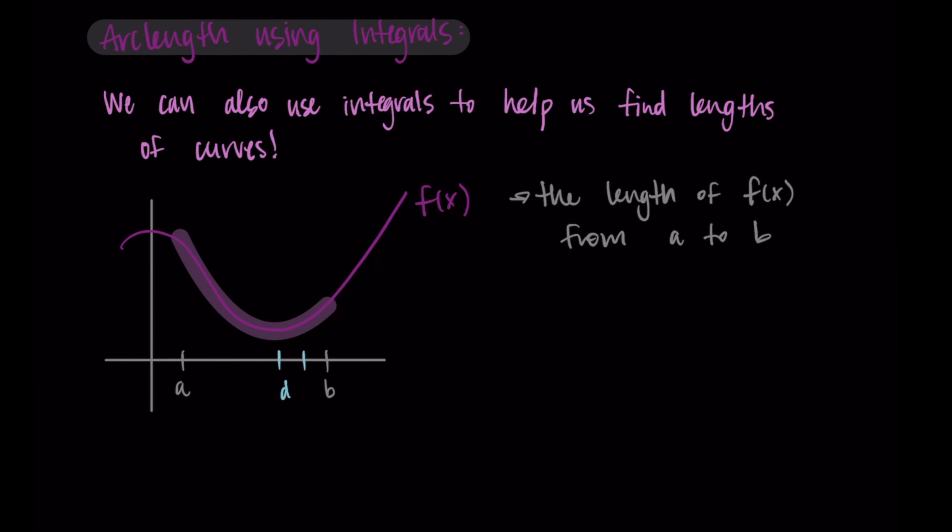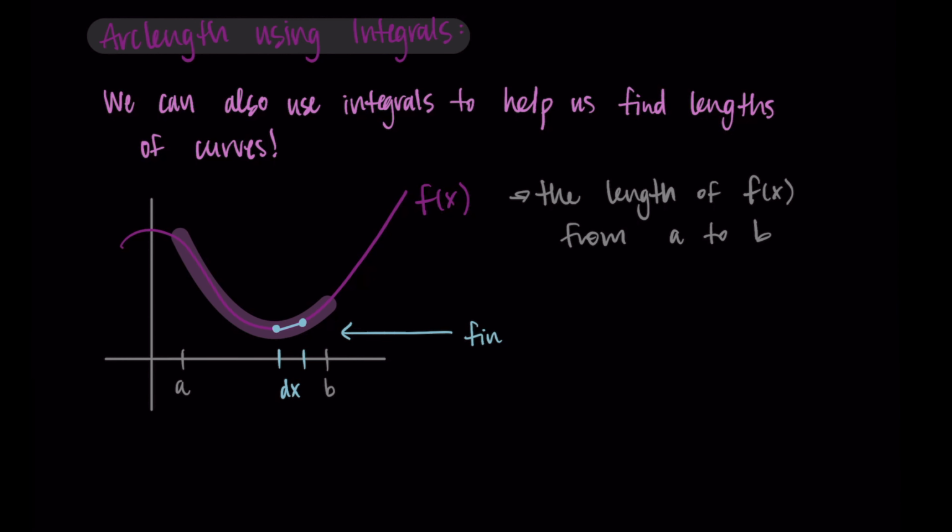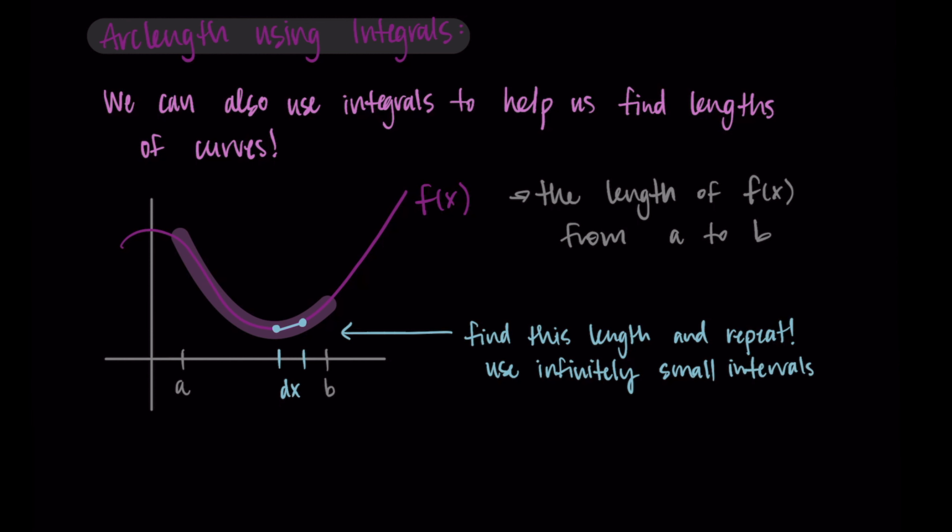What we can do here is use the idea that an integral is an infinite sum by finding a bunch of little small segments of the curve and adding them all up. So we're going to take a little infinitely small interval dx and find the length of that little piece and then repeat. So add them all up from a to b. That's our general concept. We're going to take these little pieces and add them all up, but how we do that is going to require a little bit of work.